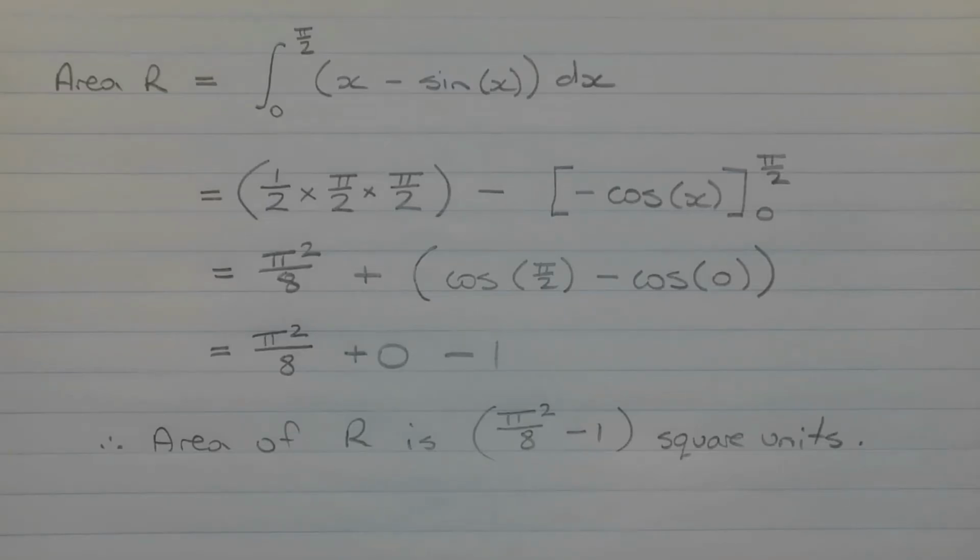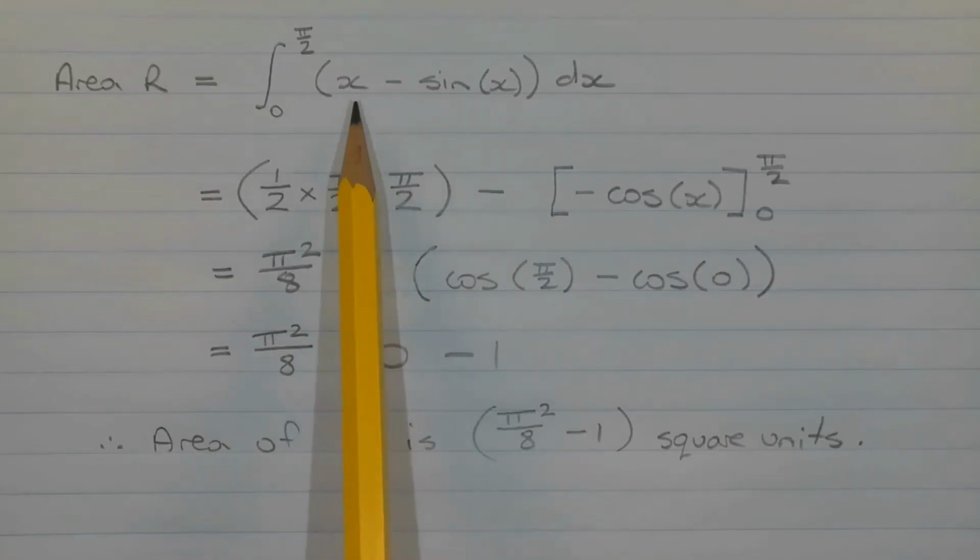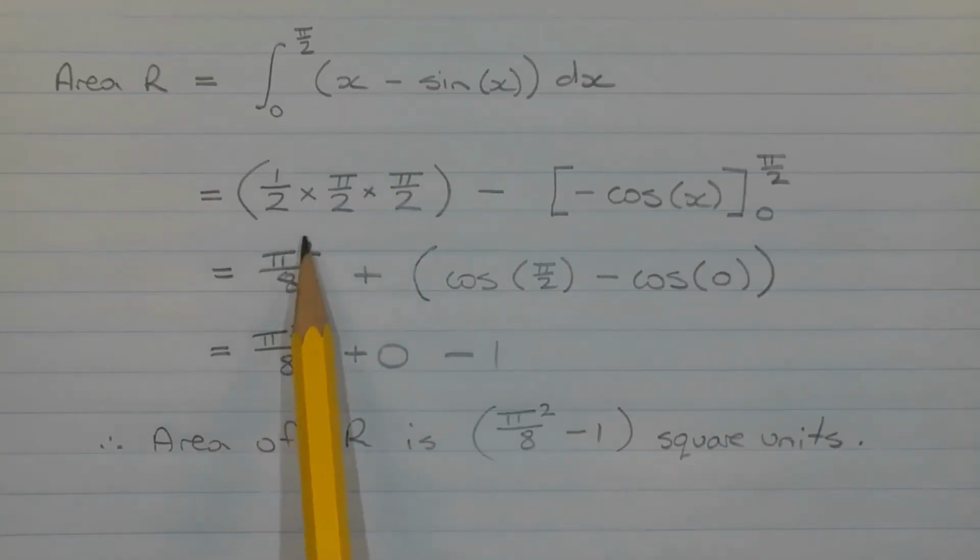So we could just use the area of a triangle formula, half times base times height, to find the area bounded by the line y equals x and the x-axis. So we get half times pi over 2, which is the base of this right angle triangle, times the height, pi over 2, since its gradient is 1. And that gives us pi squared over 8.